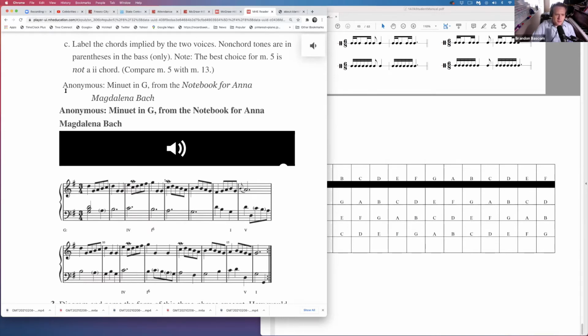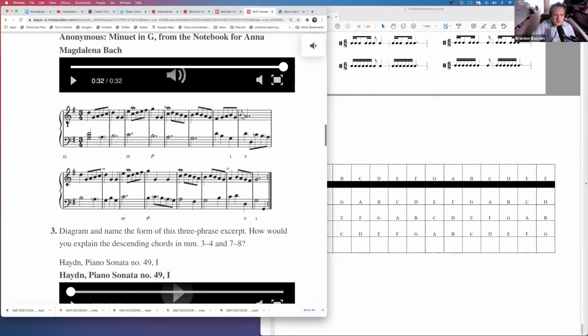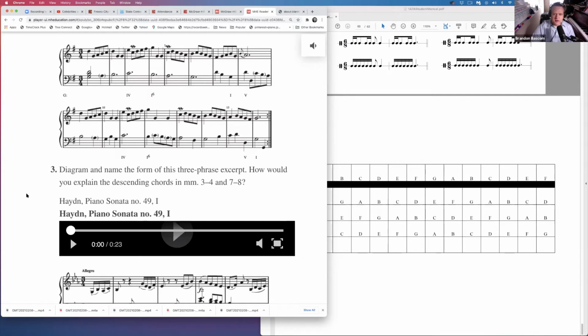Now they're covering their bases and saying this is anonymous. We don't know if it really is Bach. But everyone else in the real world attributes this to Bach, for now, till those musicologists find some shred of paper somewhere that says it's by Petzold or something. All right. Are you ready to diagram?